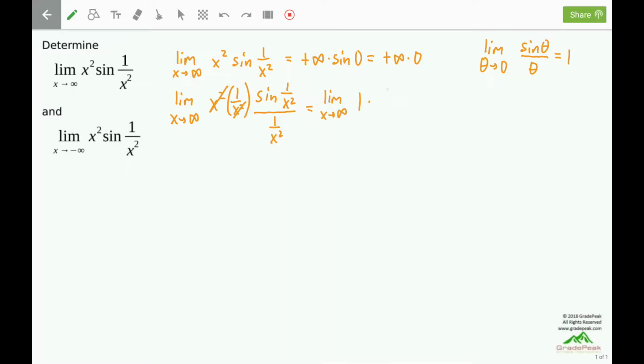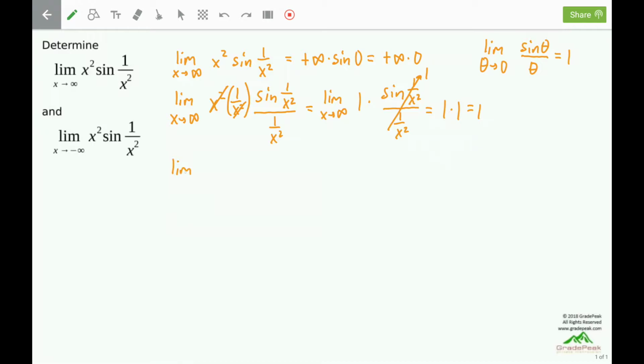So we have 1 times the sine of 1 over x squared over 1 over x squared. 1 over x squared goes to 0 as x approaches positive infinity, and it is phase matched here, so it follows the identity, and that entire expression goes to 1 as x approaches positive infinity. The result is 1 times 1, which equals 1.